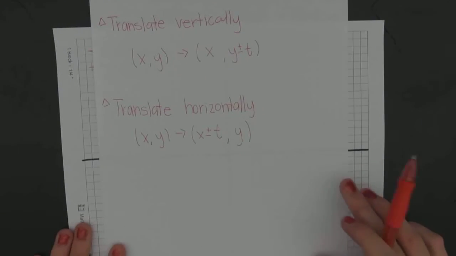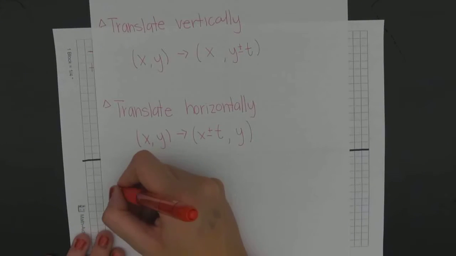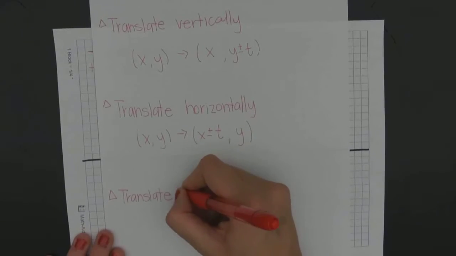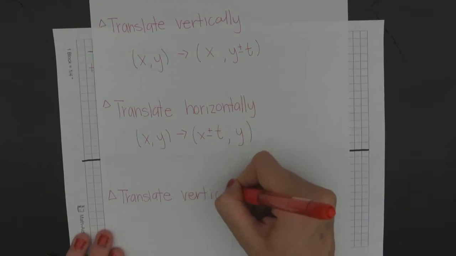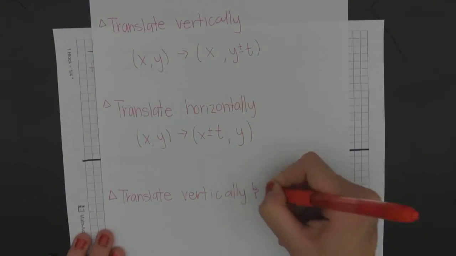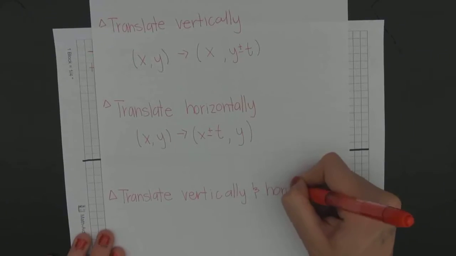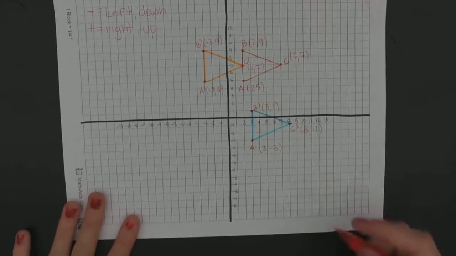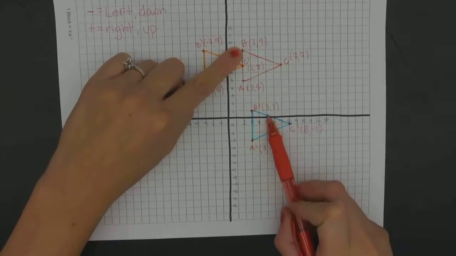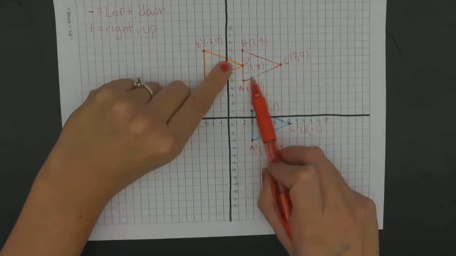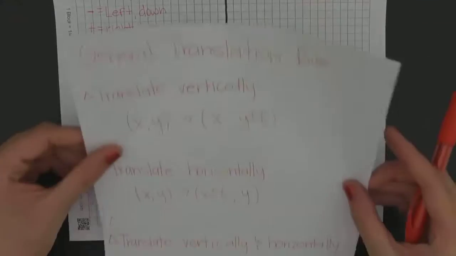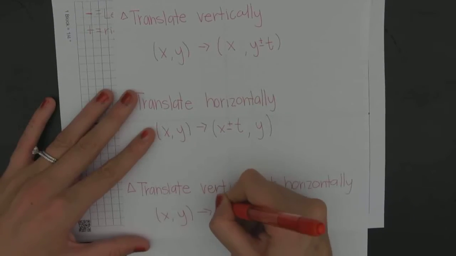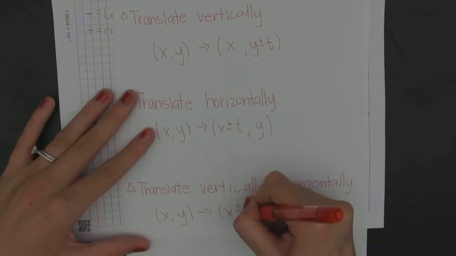Okay. And then if we do both, if we translate vertically and horizontally, both values will change, right? Because let's look at our last example here. Let's compare B prime and B. Do you see how both values changed? Because I moved it to the side and down. So in that one, we start with our X and Y, and both values will change. And it depends again on what the translation tells us.